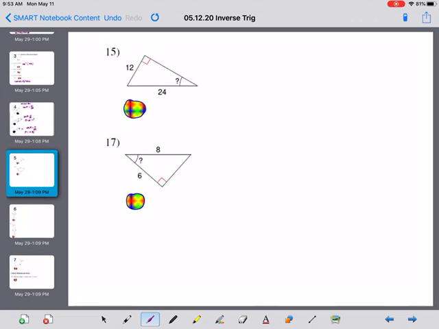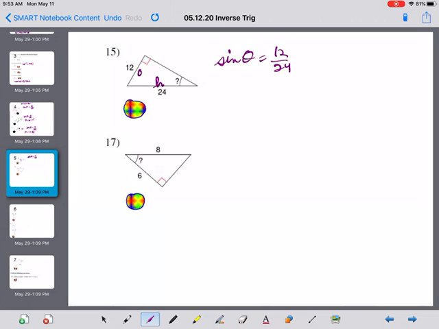Here's your next one. Pause the video, give these a try. Label, figure out the trig ratio, and then type in the calculator. Okay, the 12 is the opposite leg. The 24 is the hypotenuse. It's opposite the 90-degree angle. OH, sine. Sine of theta equals 12 over 24, which is a half.